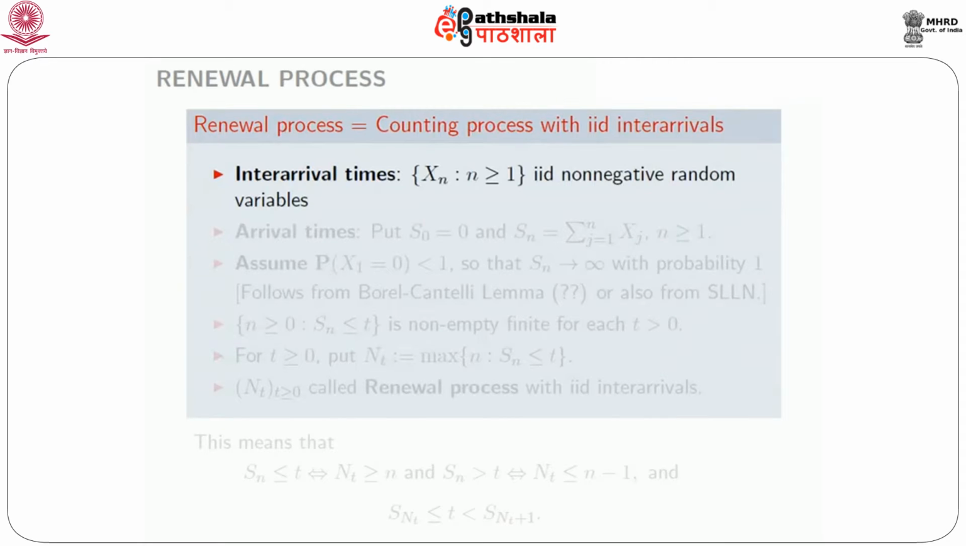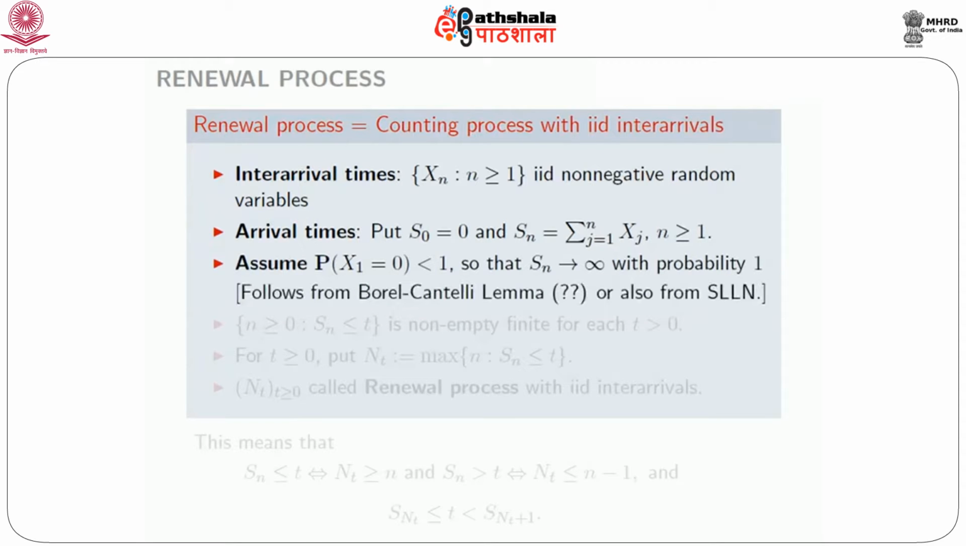As said, the inter-arrival times are denoted Xn, n greater than or equal to 1. They are IID non-negative random variables. At this stage, let me make it absolutely clear that it is only assumed that the Xn's are IID non-negative random variables. We are not making any assumptions as to the nature of the common distribution. It could be discrete, continuous, or a mixture of continuous and discrete. And secondly, they can take the value 0 with positive probability. So everything is possible.